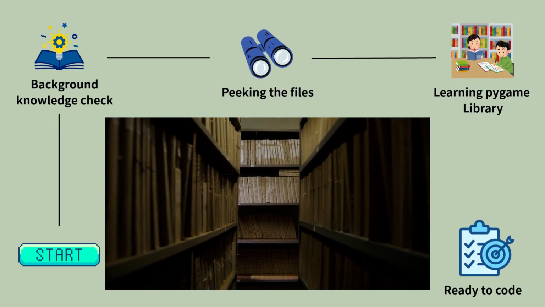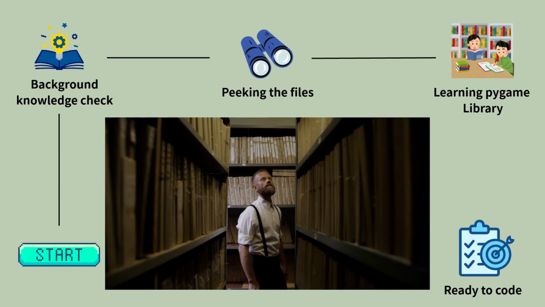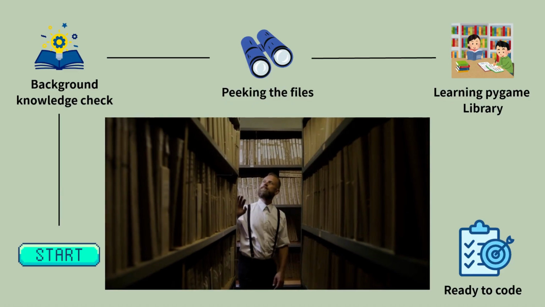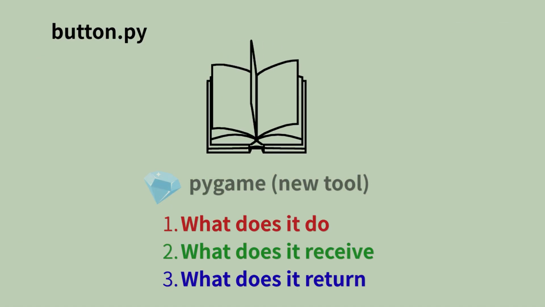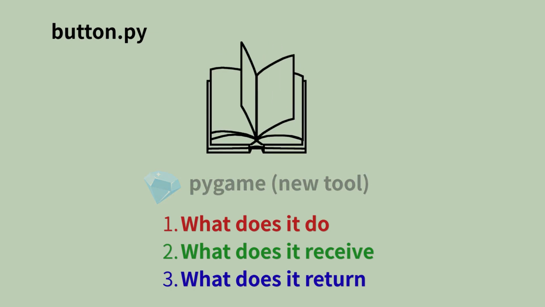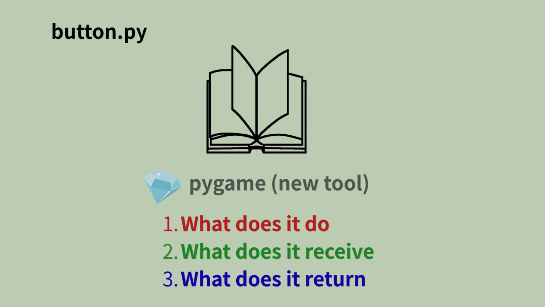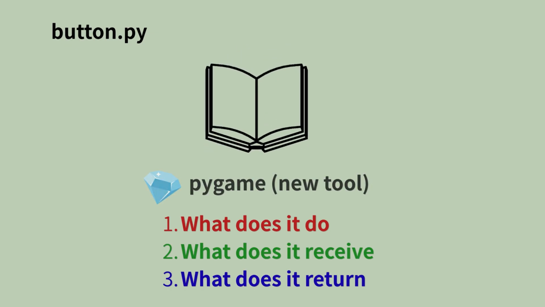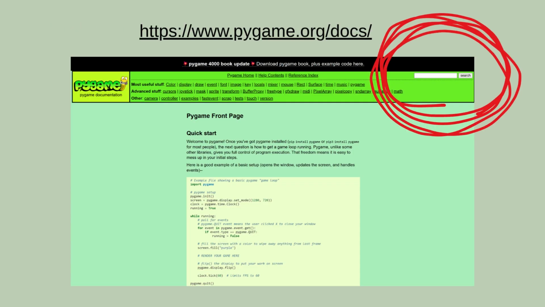Now we can move on to learning the Pygame library, which is very important for developing a game in Python. When we learn new libraries or new tools, it is very important to understand what it does. If it's a function or object, what does it receive as a parameter, or even what does it return? It is also very important to read the official documentation to learn new tools.